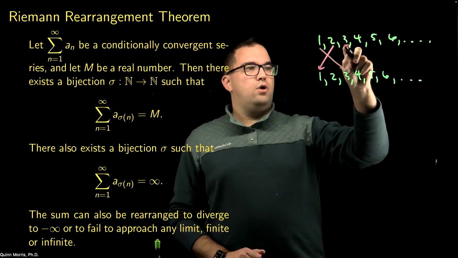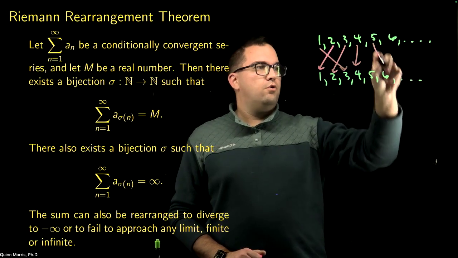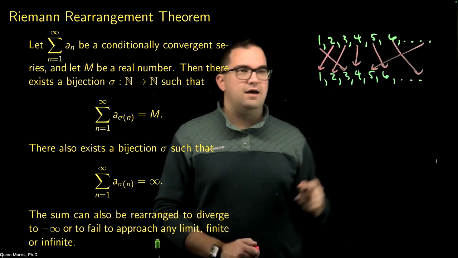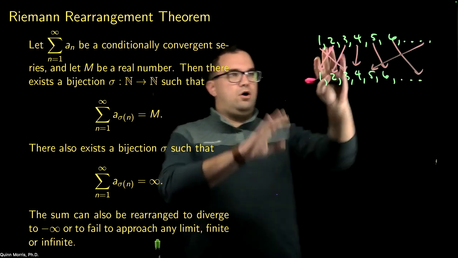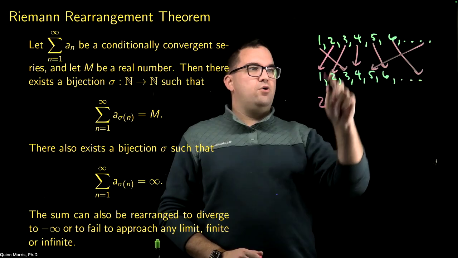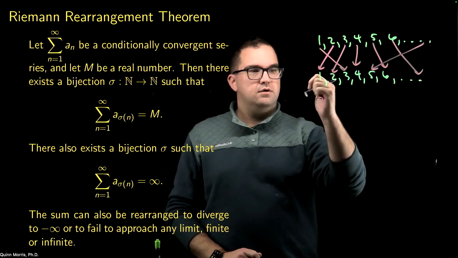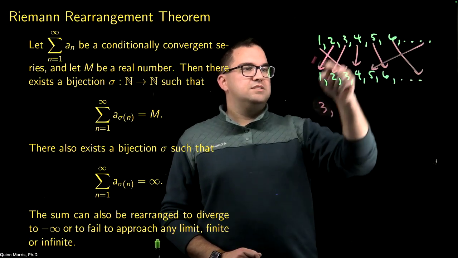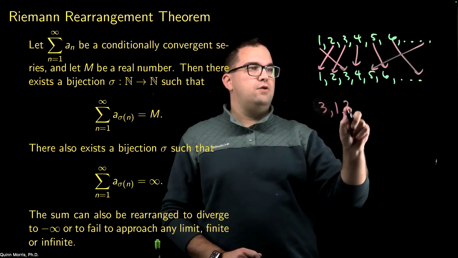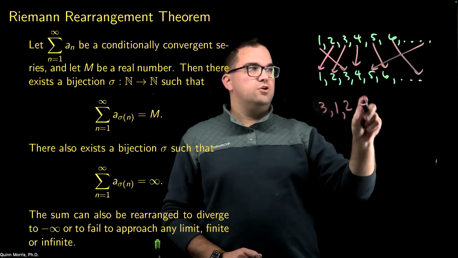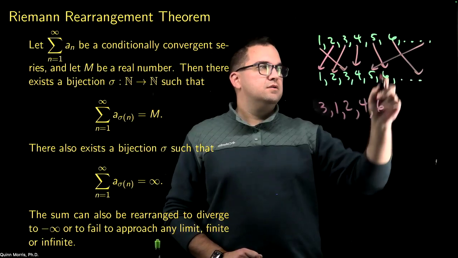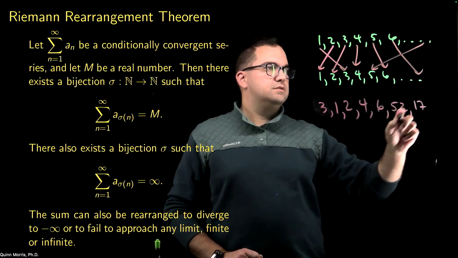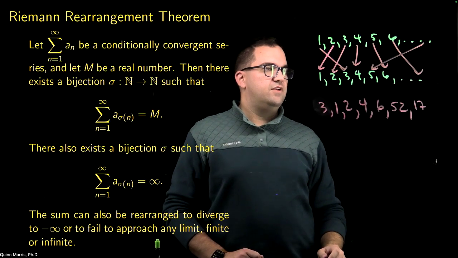And now maybe 2 goes to 1 and 3 goes to 2 and 4 goes to 4, 5 goes to 6, maybe 6 goes to 15, 52 goes to 5. But the idea is, one way to think of this is just it's a reordering. So now the first term is now 3. The second term is now 1. The third term is now 2. The fourth term is still 4. The fifth term is now 6. The sixth term is whatever, 52, and whatever's up, 17 is now the fifth term.